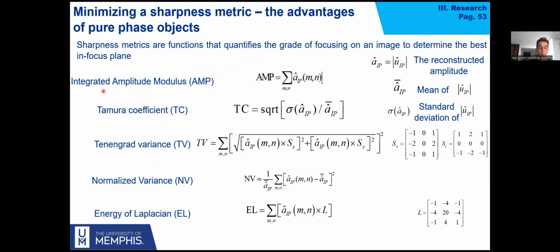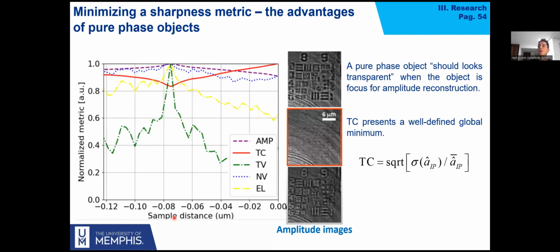Some of those sharpness metrics are the integrated amplitude modulus, the Tamura coefficient, the gradient variance, normalized variance, energy of Laplacian. So the first task in this research was, okay, which one is the best sharpness metric for our interests? And we take advantage that a pure phase object should look transparent when the object is focused, for amplitude reconstruction.